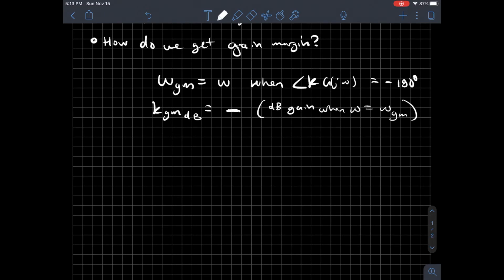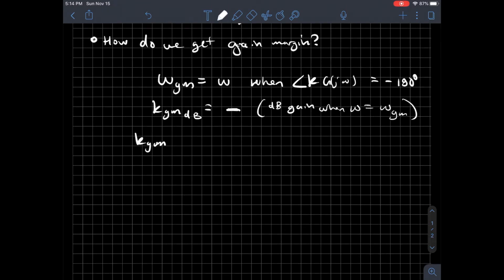So what I'm going to do is find the point at which the phase crosses negative 180 degrees and make a note of that frequency in radians per second. And then I'm going to go to my magnitude plot and look at that same frequency and figure out what the value of the magnitude at that point is in decibels and take the negative of it. If you need the non-decibel value, KGM is equal to 10 to the power KGM dB divided by 20.